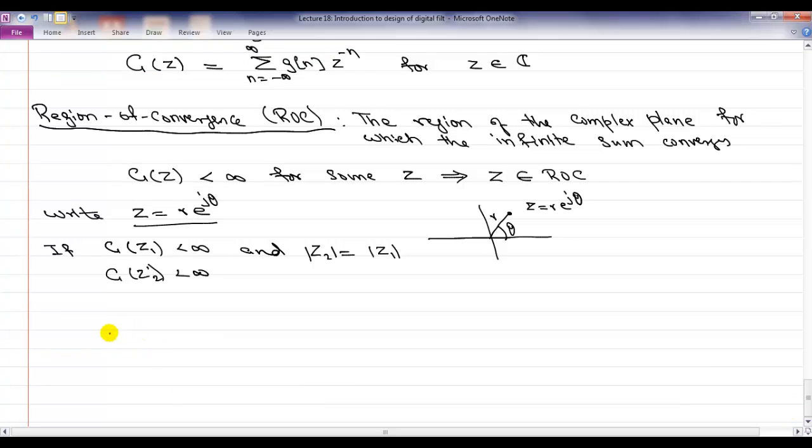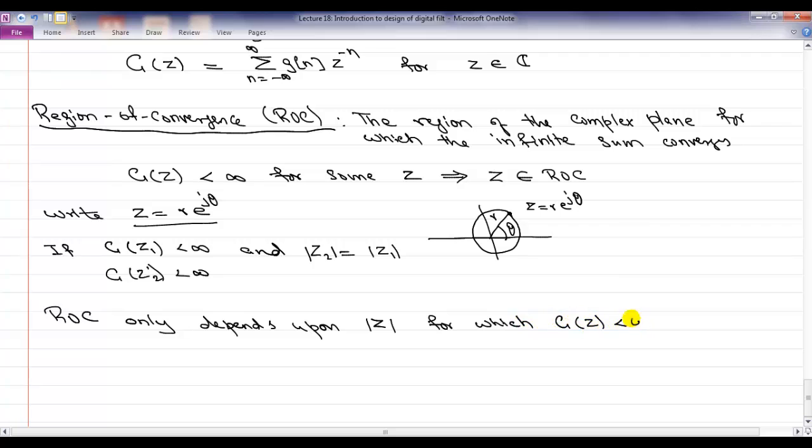In other words, what it means is that region of convergence only depends upon the magnitude of z. It only depends upon how far away you are from the origin. It does not depend upon where you live on the circle around the origin. So if you have this circle of radius r, if you converge on any one point on this circle, you converge for all the other points on this circle. So region of convergence is always defined in terms of the absolute value of z, for which |G(z)| is less than infinity. Okay.